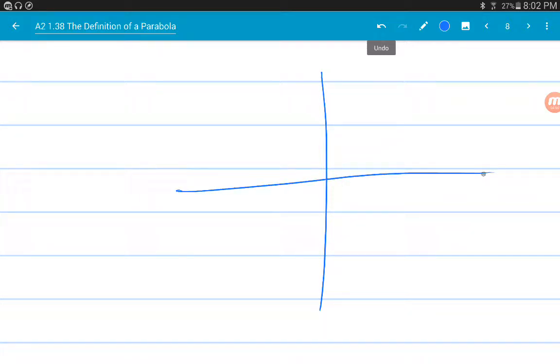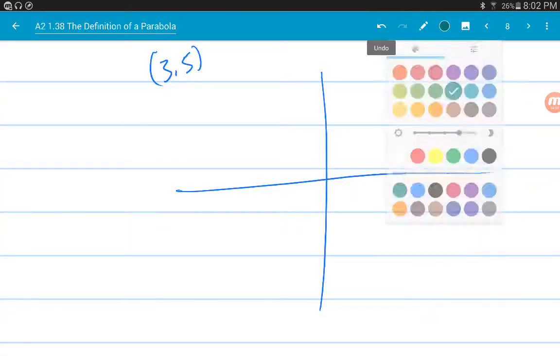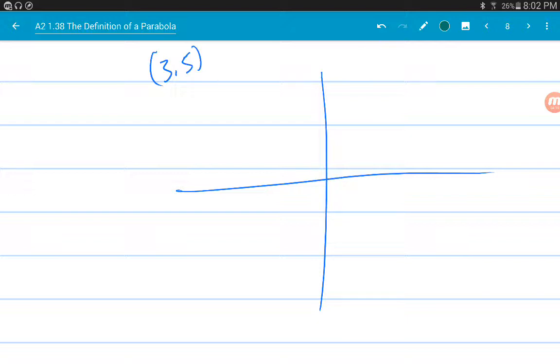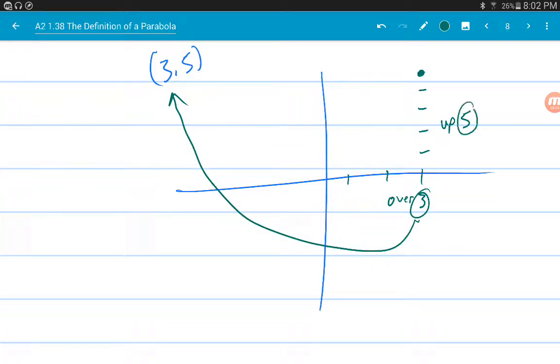If I had an x and y axis, and I wanted to plot the point 3, 5, what would you do? I would count over 3. I'd go, all right, 1, 2, 3. And then I would go up 5. Okay, 1, 2, 3, 4, 5. And that would be my point. So over 3, and then up 5, because that's what the x and the y in a coordinate point tell you to do.